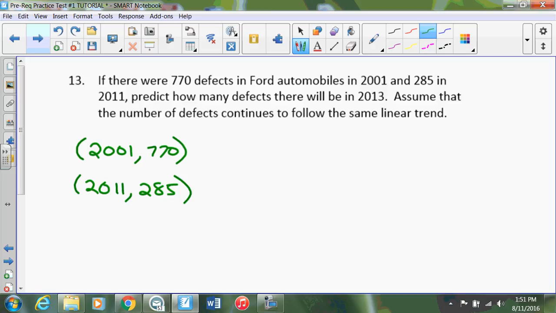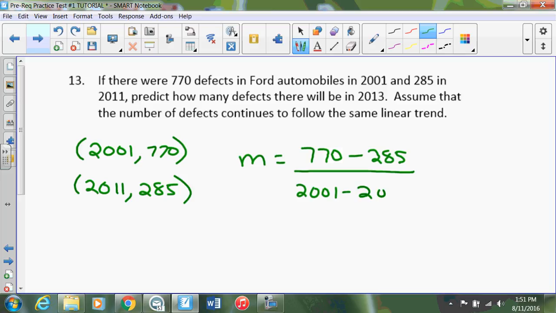Okay, so here we go. I've got 2 points. I'm going to go ahead and find the slope. To find the slope, or the rate of change, I'm going to put 770 minus 285 all over 2001 minus 2011, which is going to give me 485 over negative 10, giving me a negative 48.5. And this makes sense that our slope would be negative because the defects are going down as time is passing.